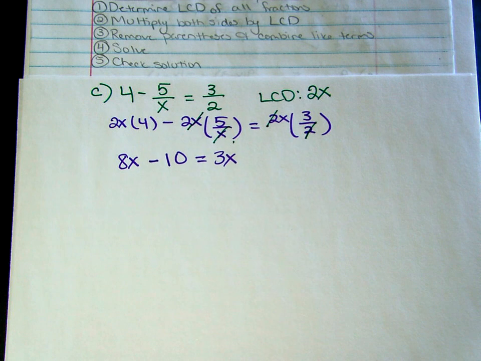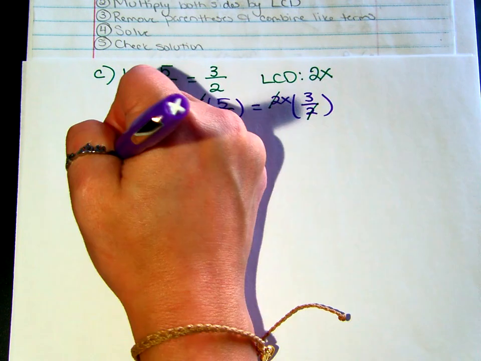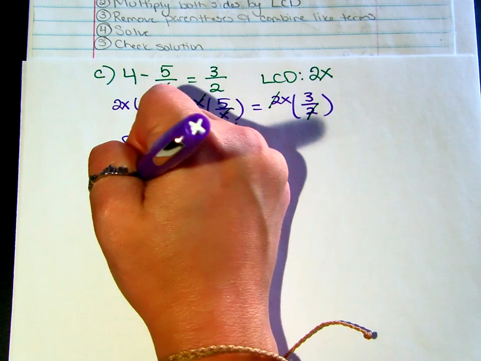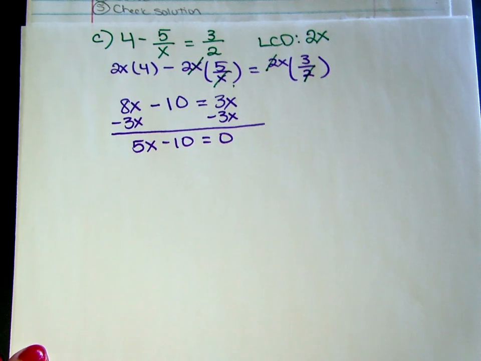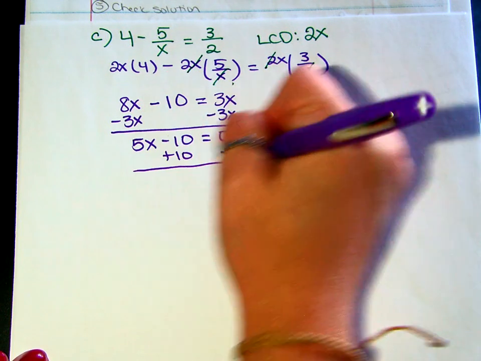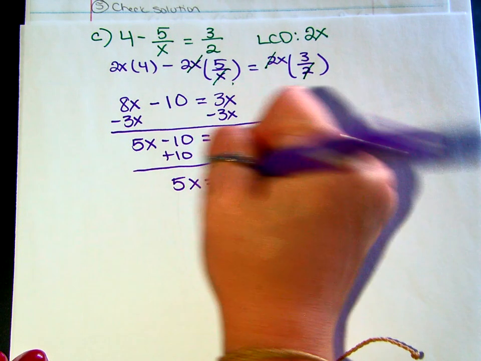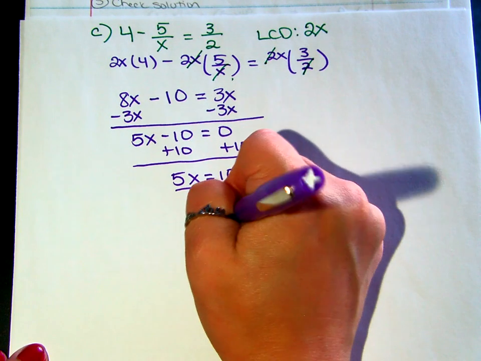Now we've got to get all of our variables together and get all of our constants to the other side. I know there's an x on both sides, but like I said, I like to keep my x's positive if I can. So I'm going to choose to subtract the 3x to move it over. So I have 5x minus 10 equals 0. Add the 10 to move it over. So you have 5x equals 10. Divide by 5. x equals 2.